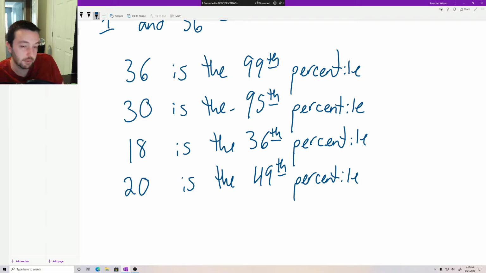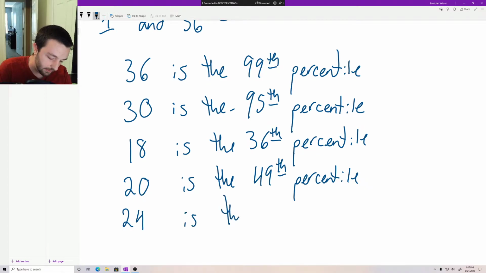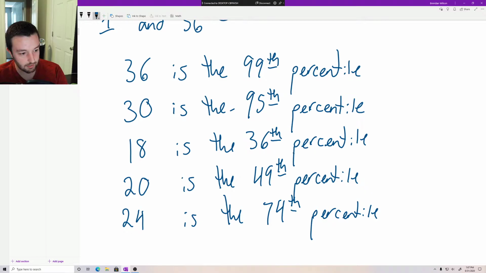Where is the 75% mark? Again, it's not exact, but 24 is the 74th percentile. Okay. So this might be surprising. Look at the difference between 20 and 24. There's a 25 percentile gap here, right? And you're only going up 4 points. Whereas with 30 to 36, there's 6 numbers, but there's only a 4 percentile gap.